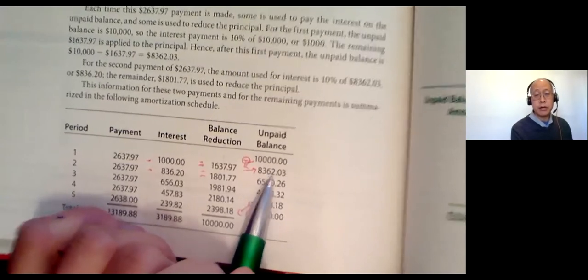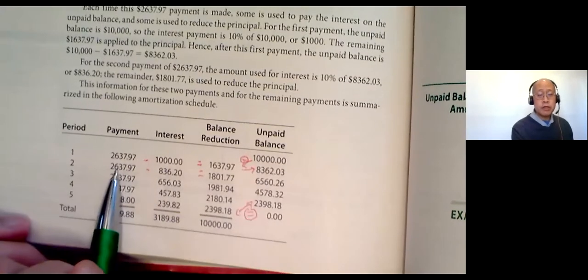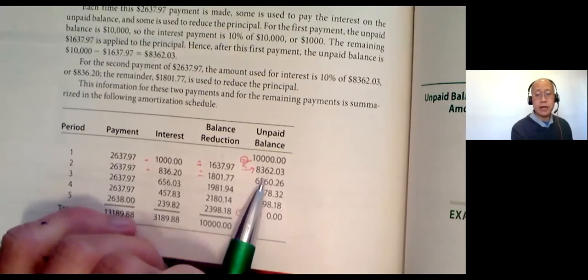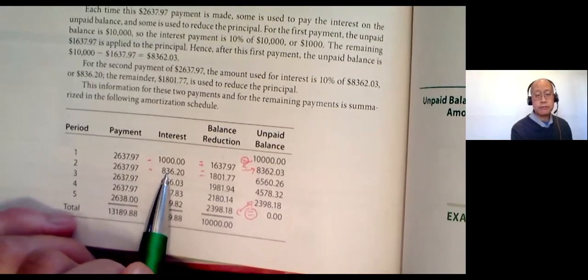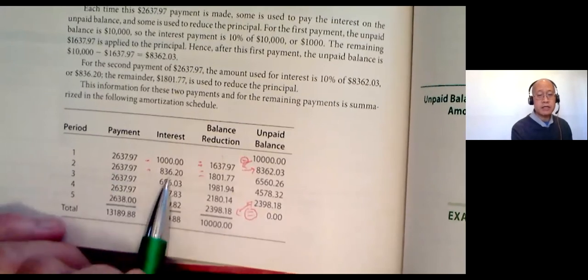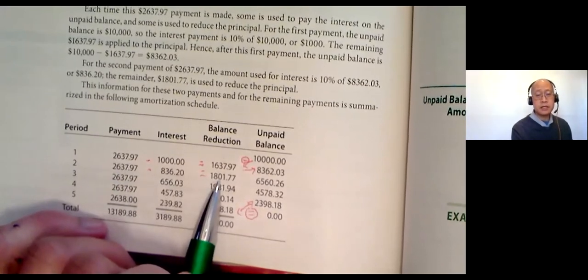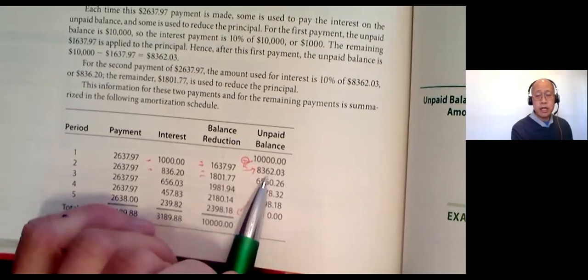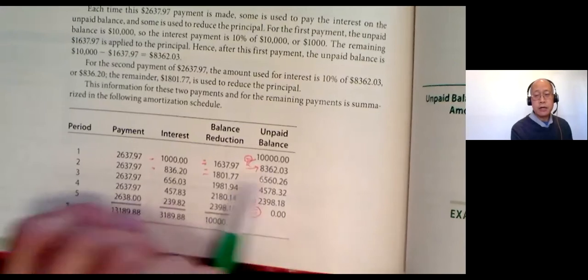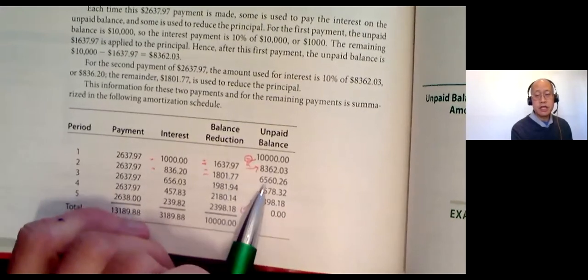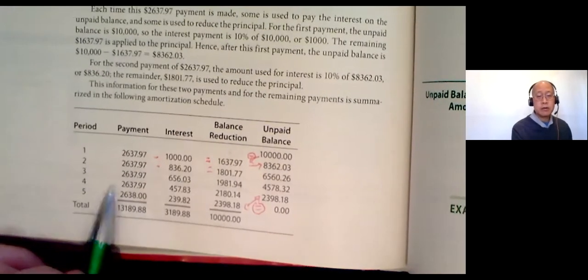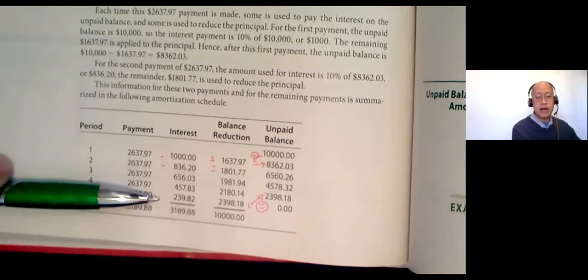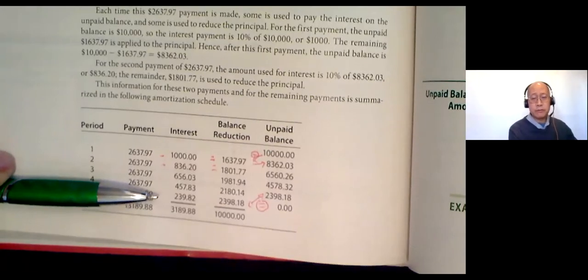Repeat, just keep going. Make that payment. You don't get to reduce this much though. First, you have to pay off the 10%. So 10% of this, rounded to the nearest penny, is 836.20. Subtract this minus this is this. That's the amount you get to reduce the balance by, 1801.77. So once again, subtract that minus that is 6560.26. Do the same thing for period 3, period 4, but not for period 5. Period 5 is different.